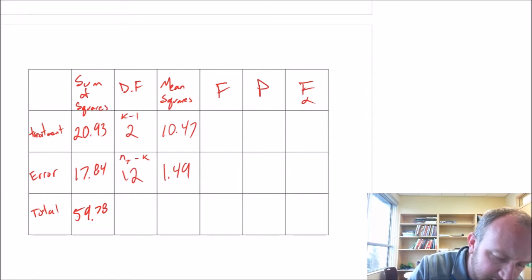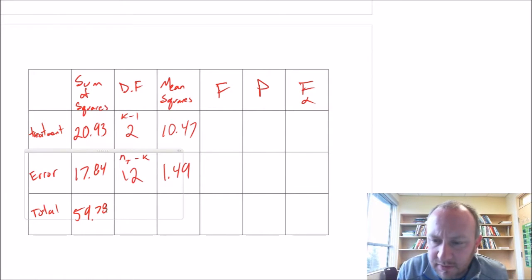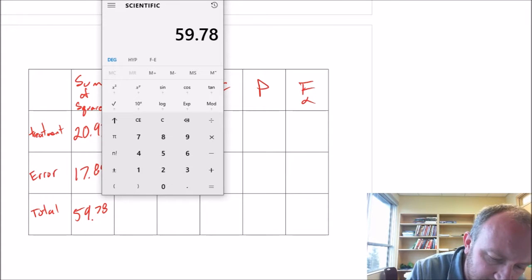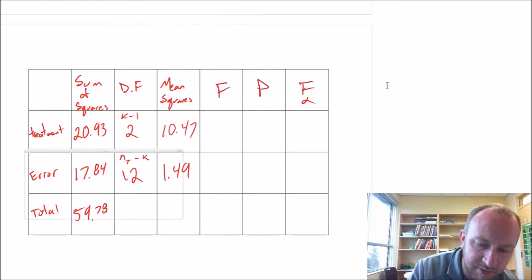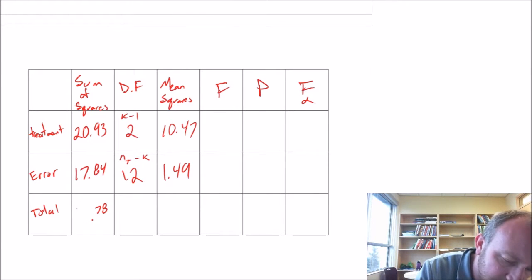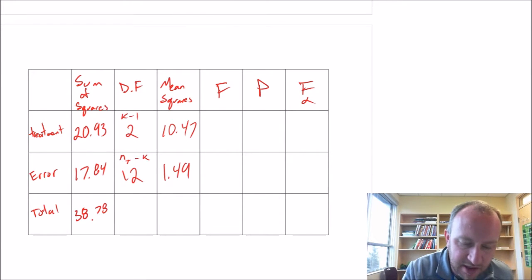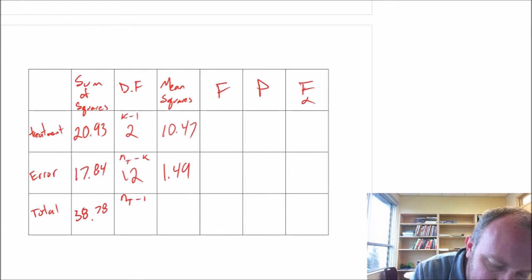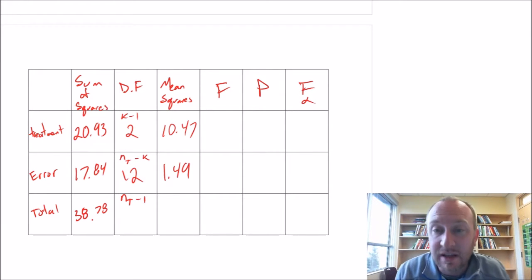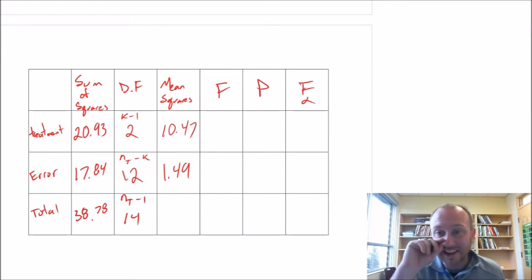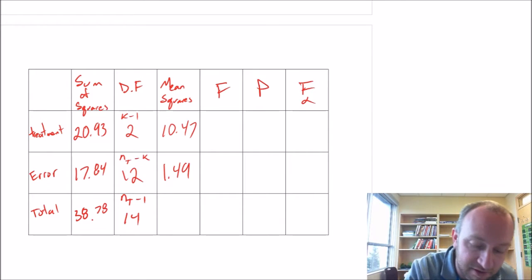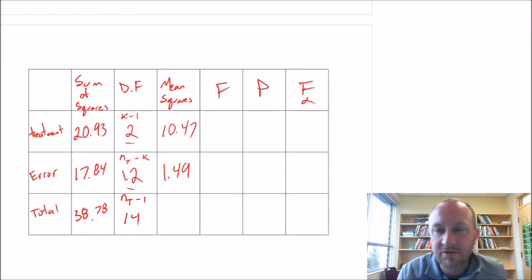That's not right. What's going on with my calculations here? Clear. 20.94 plus 17.84 equals 38.78. That's better. 38.78. Okay, degrees of freedom, n_T minus 1, or 15 minus 1 is 14, which should also always be the sum of the degrees of freedom above it. So that's also 12 plus 2.